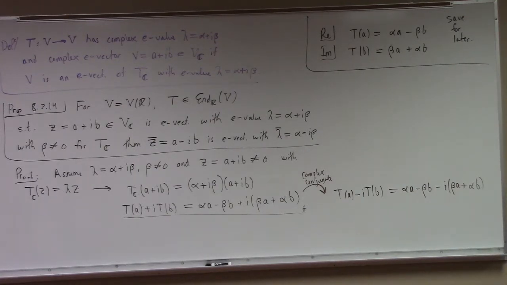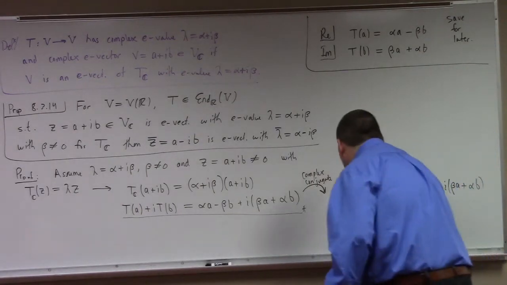If you want to be more theoretical about it, the complex conjugate is an automorphism of the complexification. So we're taking this equation and operating by a bijection on both sides, so we don't change the solution set.